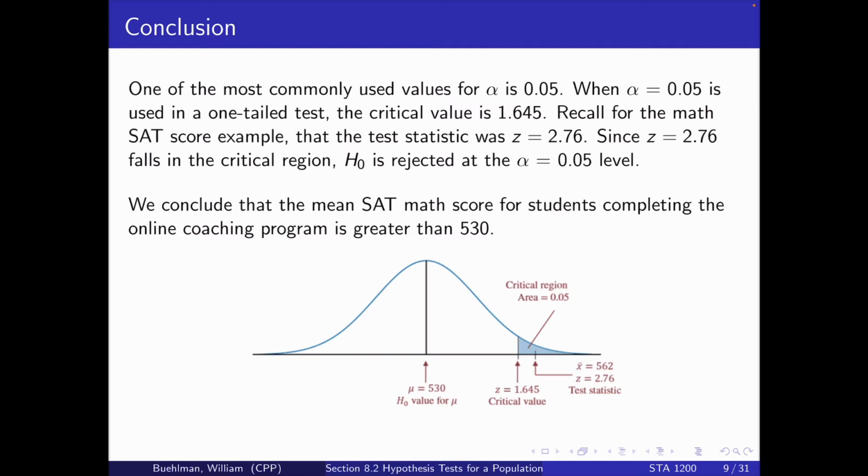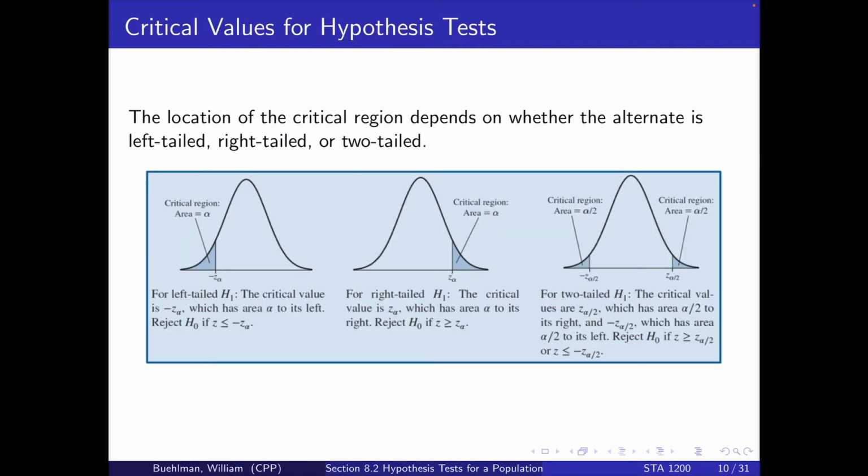So we can see here down in our shaded region, that's where our z equaling 2.76 is, which is to the right of our critical value. So since it's in the shaded region, we reject the null hypothesis. The location of the critical region depends on whether the alternative is a left-tailed, right-tailed, or two-tailed.